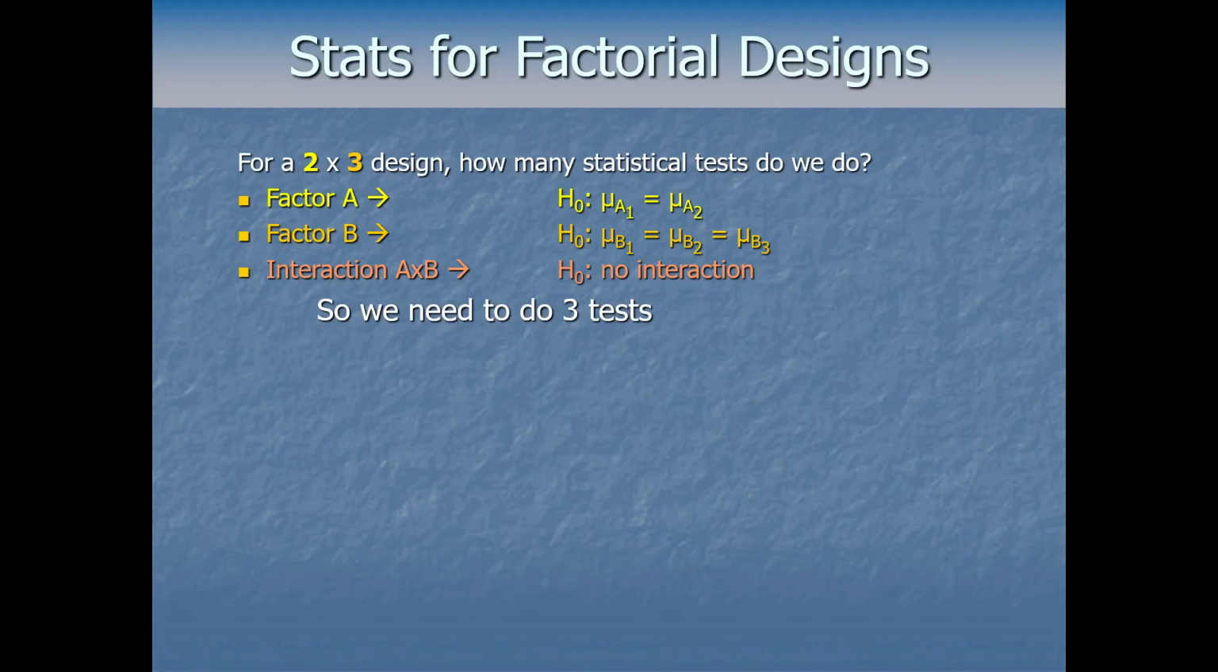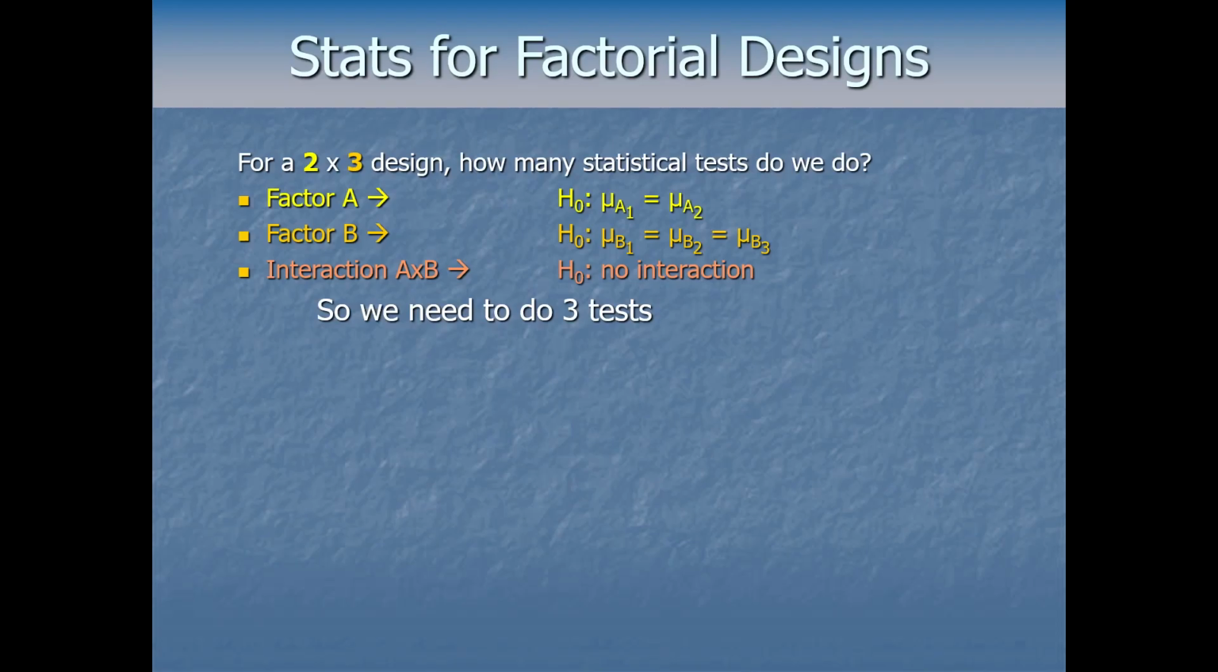Now to test the main effect of factor B, the null hypothesis is again that all the levels are equal for factor B. So you could write that mu of B level 1 is equal to mu of B level 2 is equal to mu of B level 3, or you could just use words and say they're all equal. But then we've also got a statistical test for the interaction effect of factor A by factor B. The interaction like A by B, A times B. The null hypothesis would just be that there's no interaction. So if we reject that, we have found a statistically significant interaction. But the point is, we need to do 3 statistical tests.